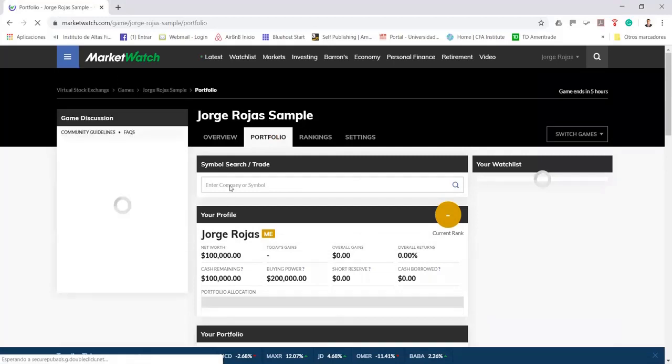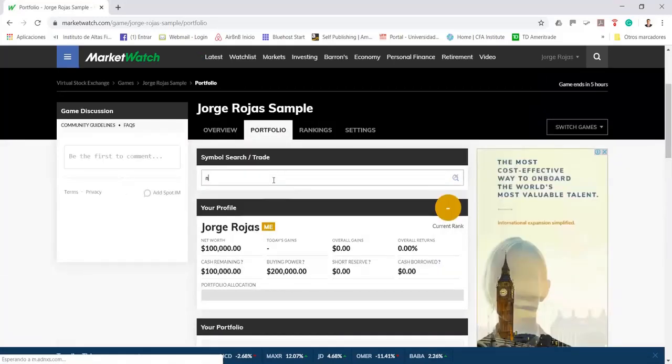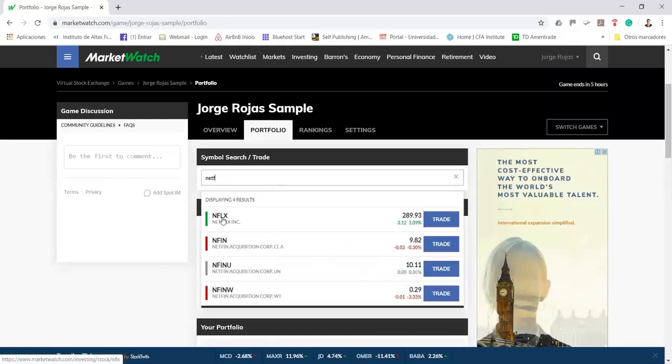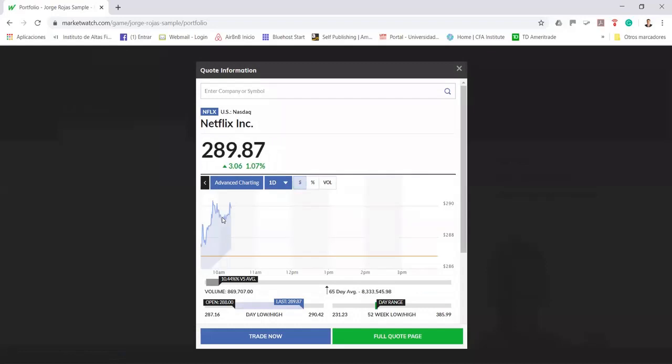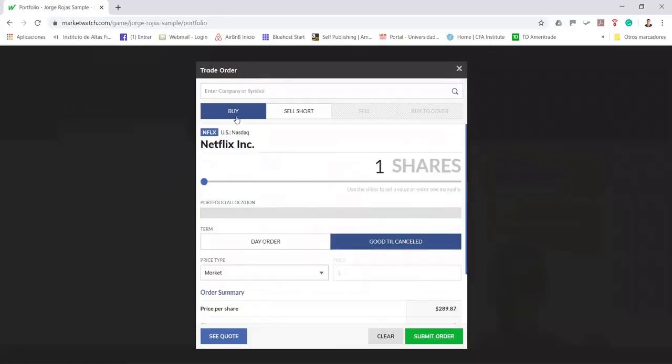So let's go back to my portfolio, and I will do first a simple buy transaction. Let's assume that I want to buy Netflix. So I go into Netflix and I want to trade this share. And it asks me if you want to buy or sell short. In this case, I will start by buying 100 shares. Here, you can use the mouse on this bar, or you can just type in the amount of shares, whatever is easier for you.